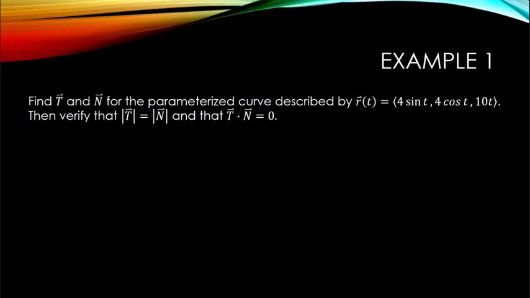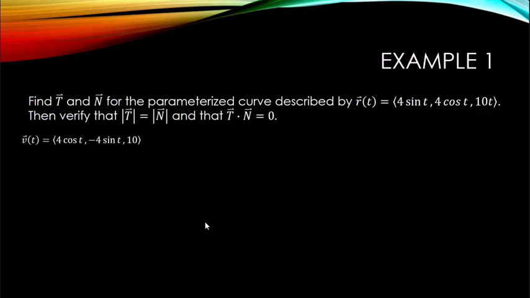Let's work an example. I want to find the unit tangent vector and the principal unit normal vector for the parametrized curve described by r of t is equal to a vector with the components 4 sine t, 4 cosine t, and 10t. Then I want to verify that the magnitude of the unit tangent vector is equal to the magnitude of the principal unit normal vector, and that the dot product of the unit tangent vector with the principal unit normal vector gives me 0.